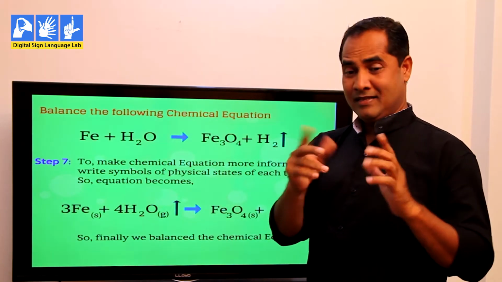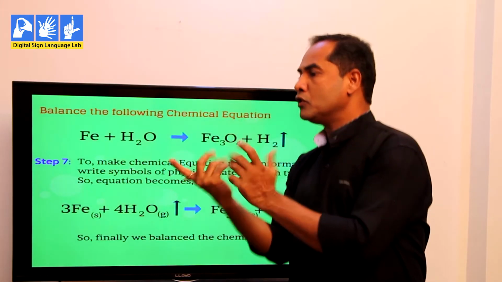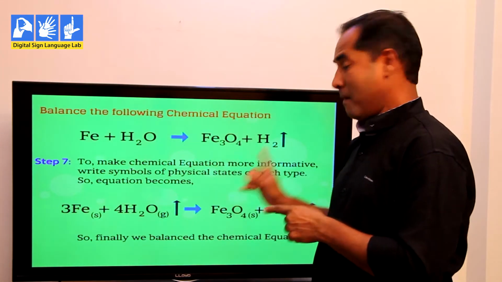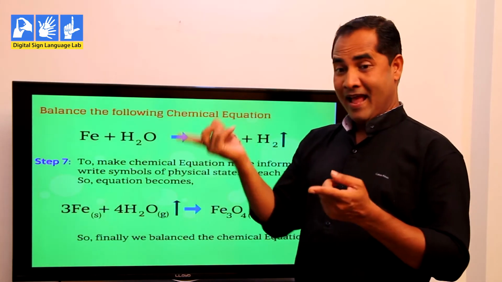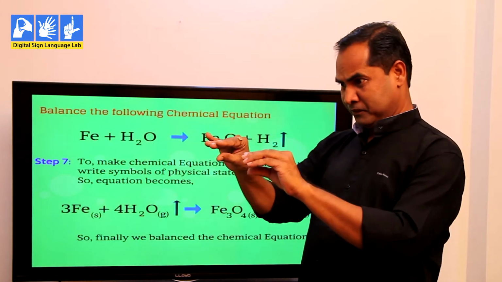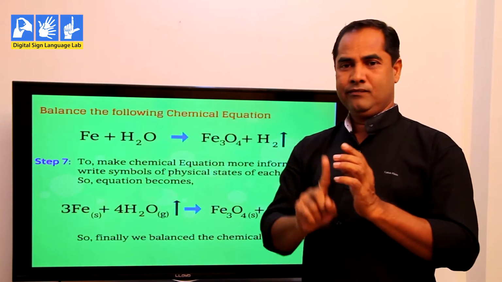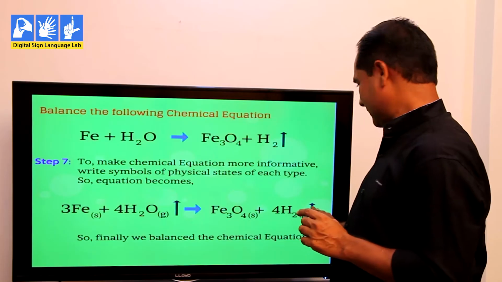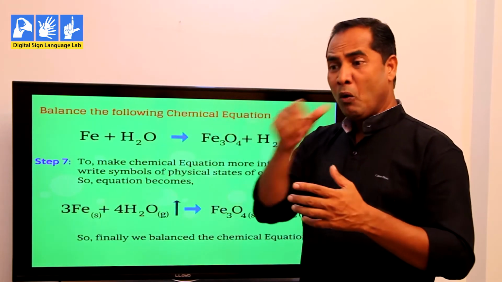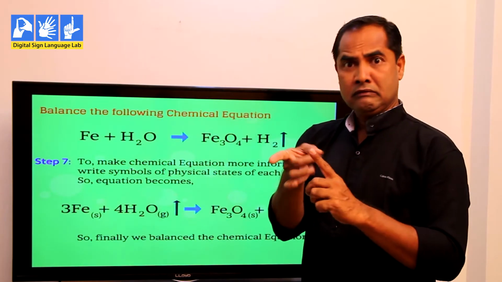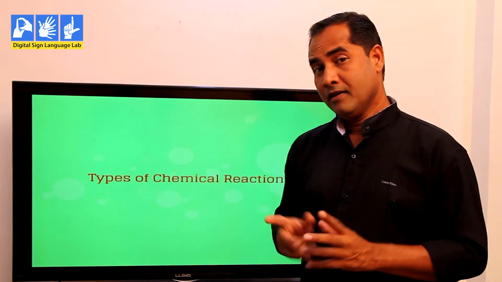This arrow in the chemical equation shows the conversion of reactants to products. And this arrow, which is pointing upwards, shows that when two chemicals react, a gas is emitted. There could be other notations used in chemical equations showing solid, liquid, gas, different things which you would be learning later.